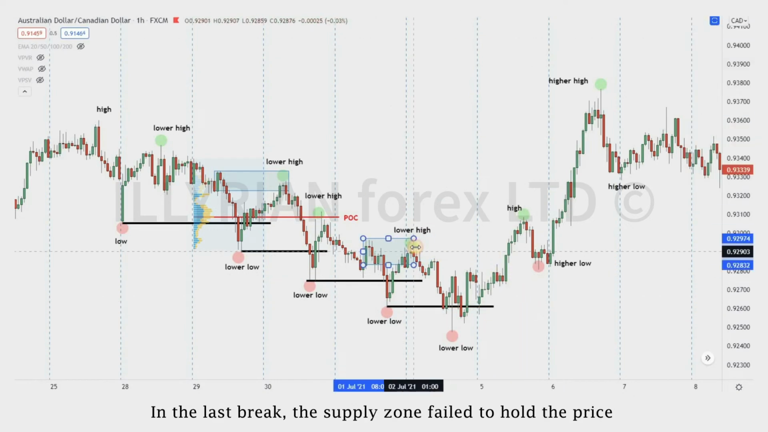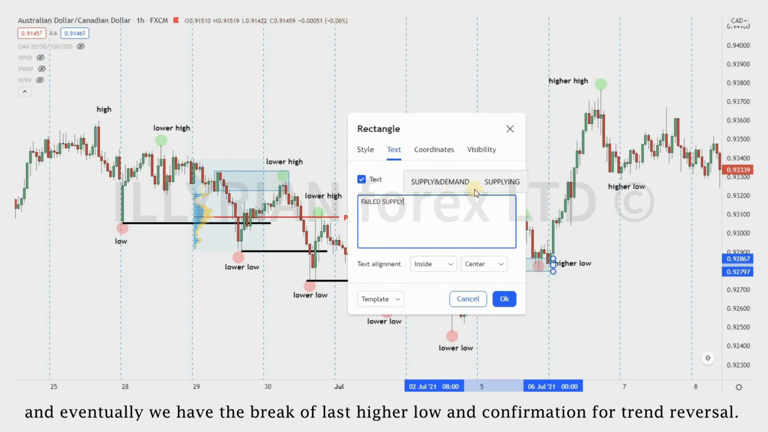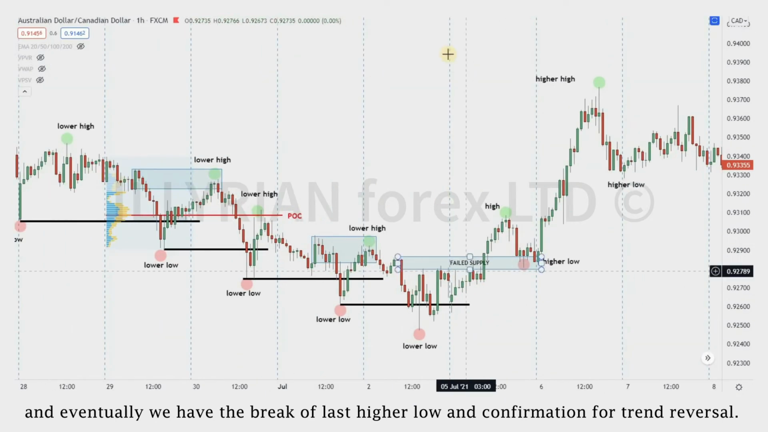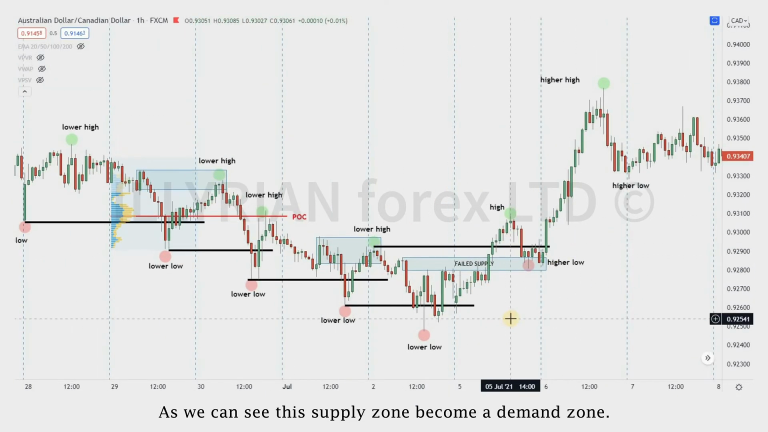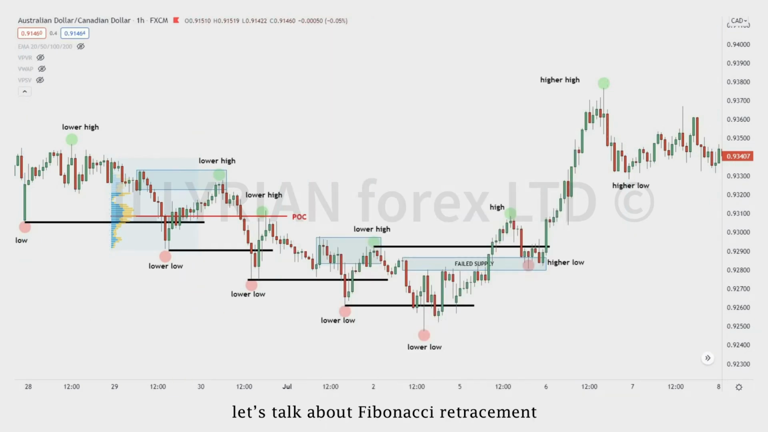In the last break, the supply zone failed to hold the price, and eventually we have the break of the last higher low and confirmation for trend reversal. As we can see, this supply zone became a demand zone.